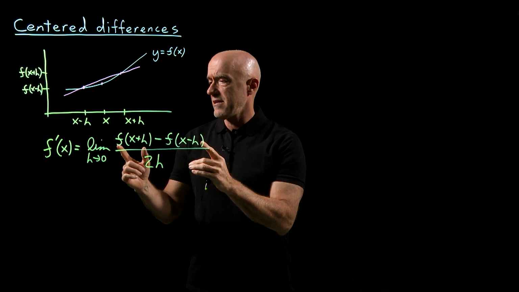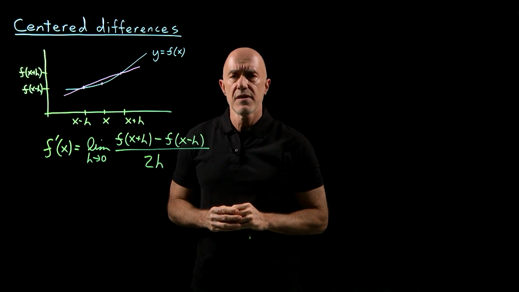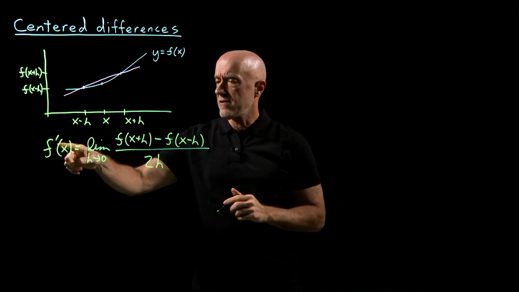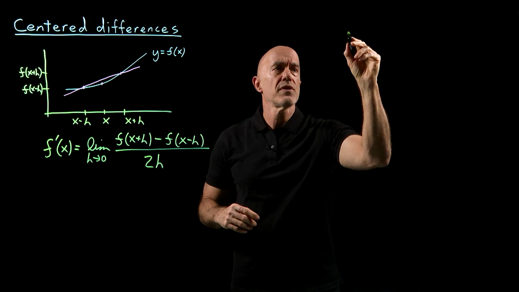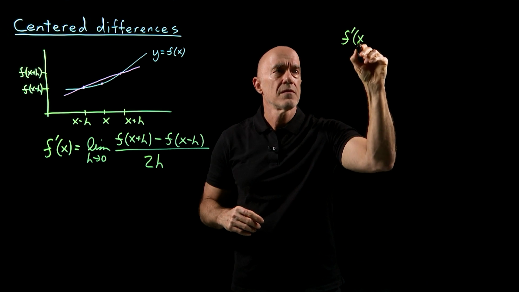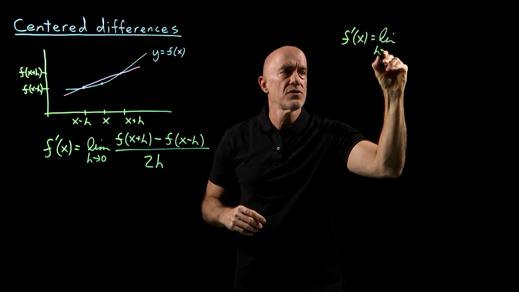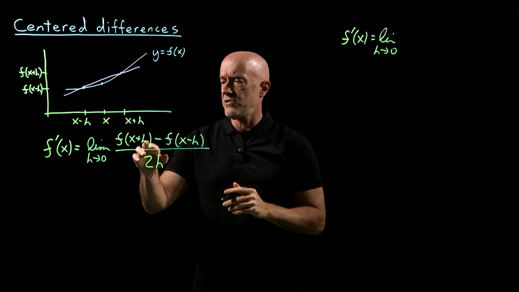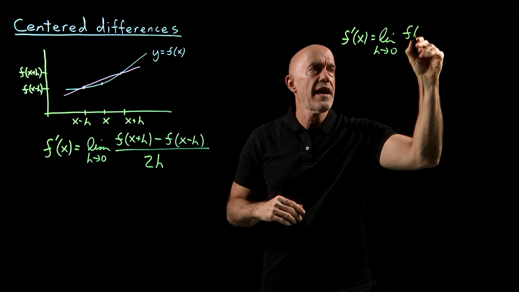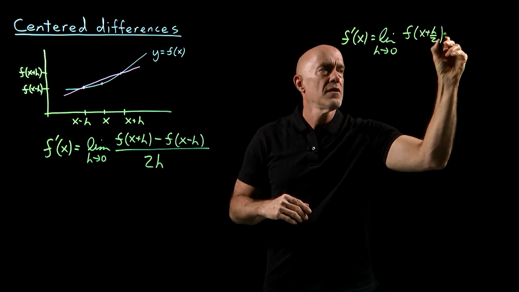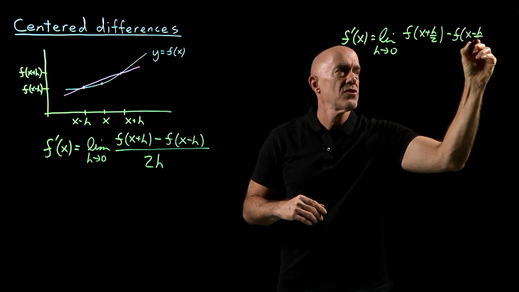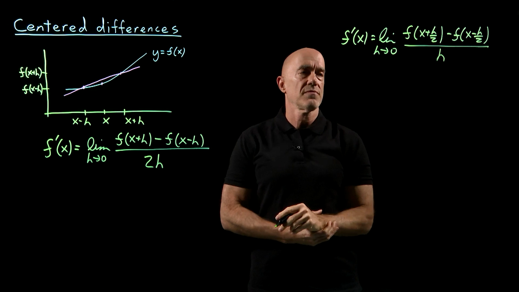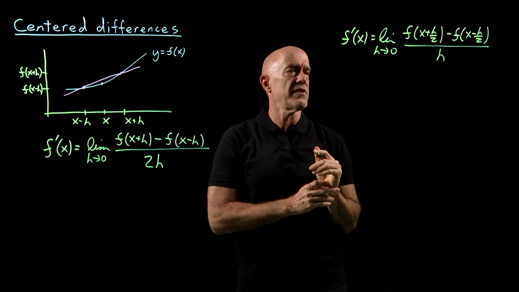We can ask then, how do we take the second derivative numerically using a center difference approximation? Well, let's start with the first derivative. So we have f prime of x equals the limit as h goes to 0. And instead of using h, let's use half of that interval, so let's use h over 2. That would be f of x plus h over 2 minus f of x minus h over 2, divided by 2 times h over 2, which would be h.